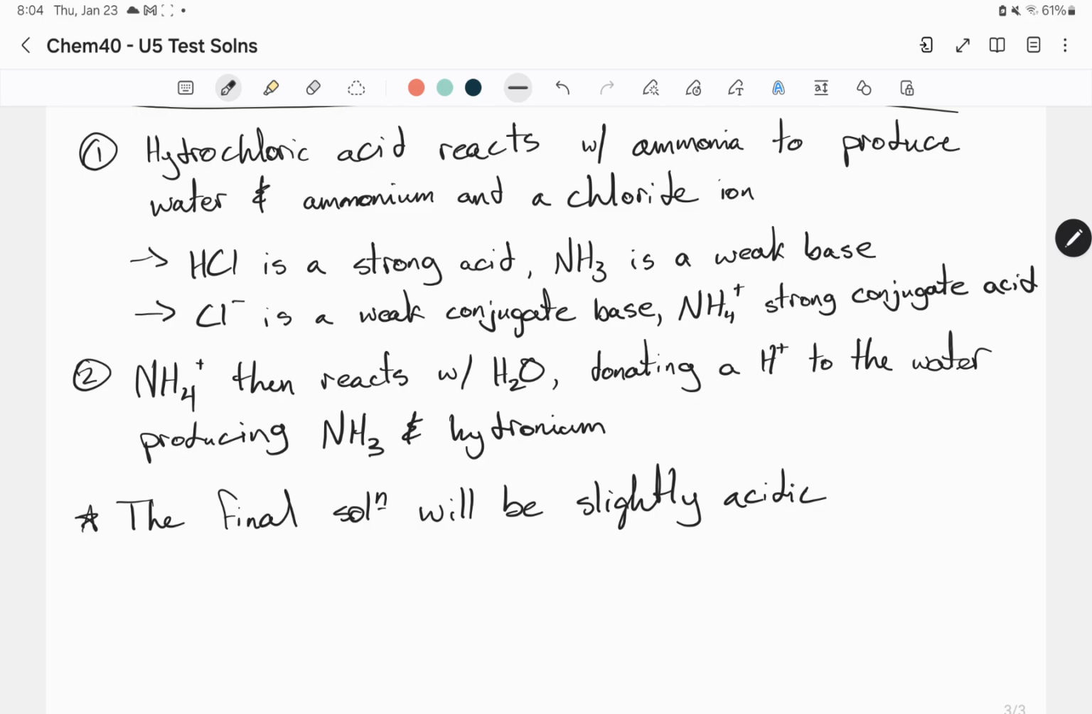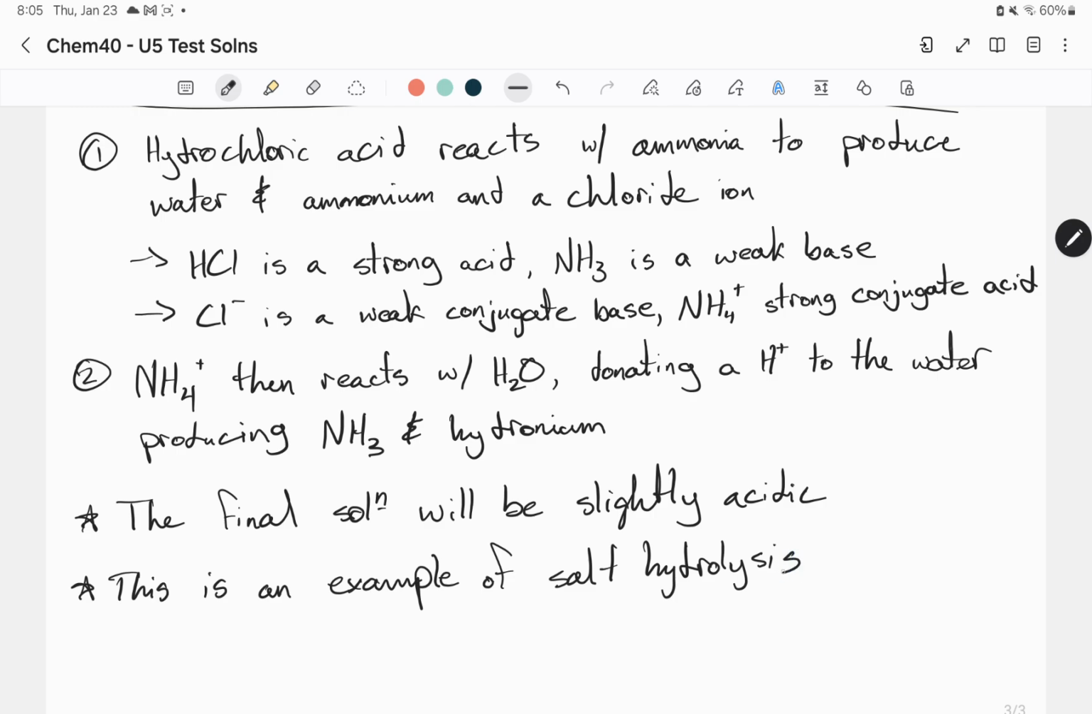And then last thing, what process are these two reactions illustrating? This is an example of salt hydrolysis. And we're done. Give yourself a check mark.